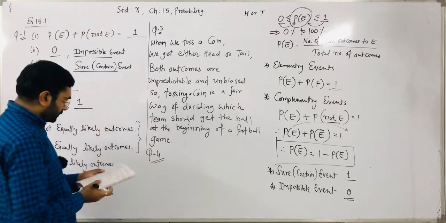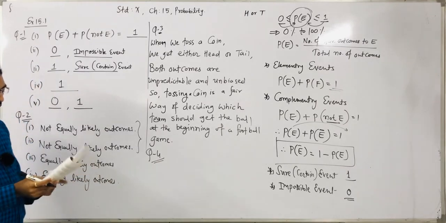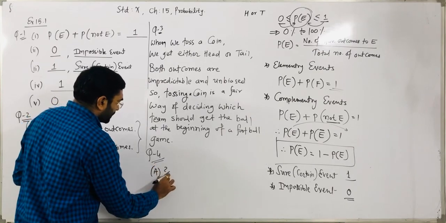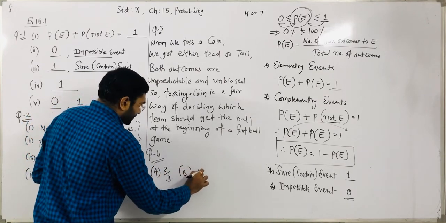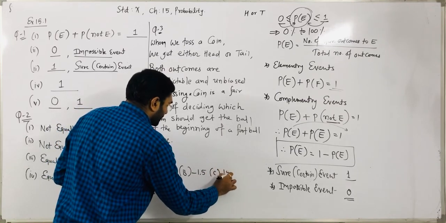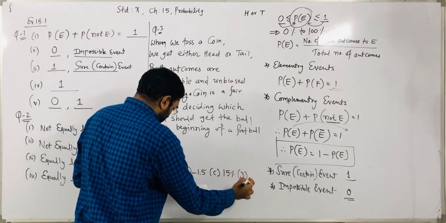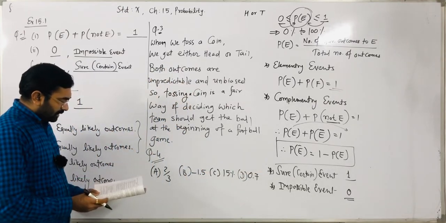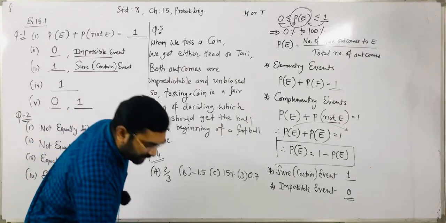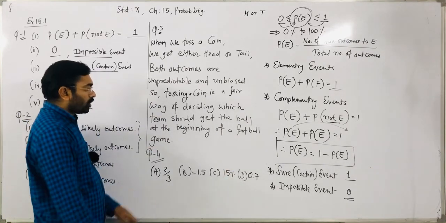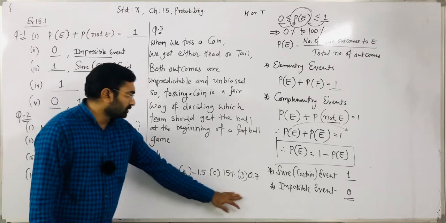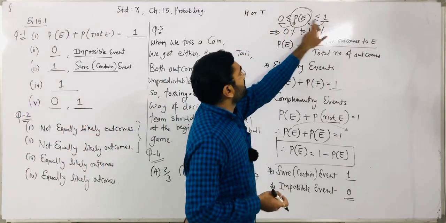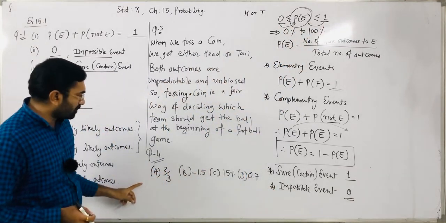Now question number 4. Which of the following cannot be the probability of an event? See, here 4 options are given. A 2/3, B -1.5, C 15%, and D 0.7. They ask which of the following cannot be the probability of an event. Here 4 options are given. Out of those 4, which is not possible? See, the probability of an event lies in between 0 to 1, right? So check the options.